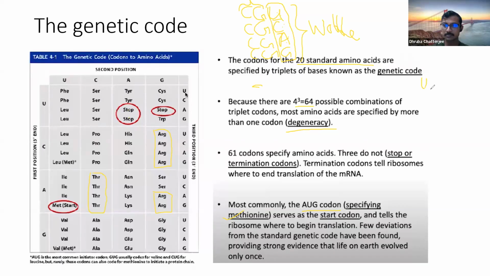Okay, there are three stop codons: UAA, UAG, and UGA. Okay.